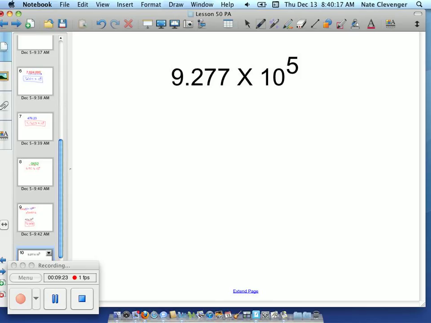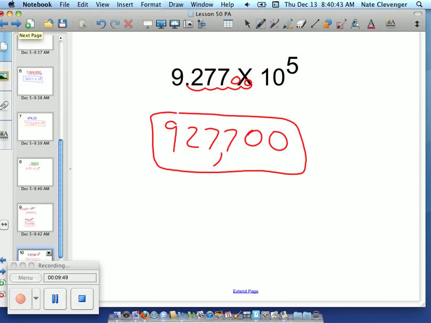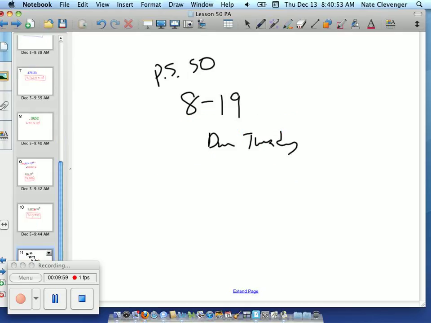Looking at the exponent, Brianna, is it going to give us a decimal value when we write the standard form, or a number bigger than 1? Bigger than 1, because we're moving it to the right. 1, 2, 3, 4, 5. That's 9, 2, 7, 7, 0, 0. Following that? Pretty simple. Do you understand? We're going to get into more complicated things.